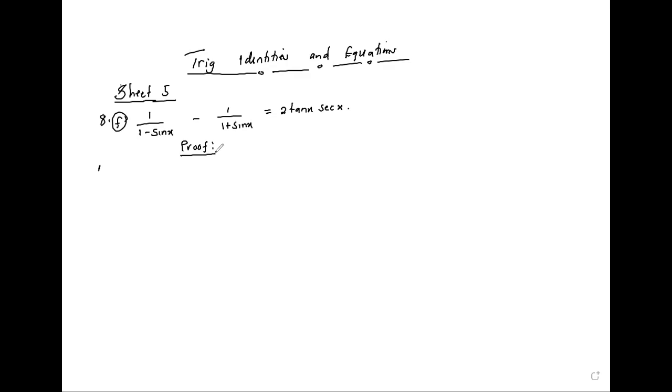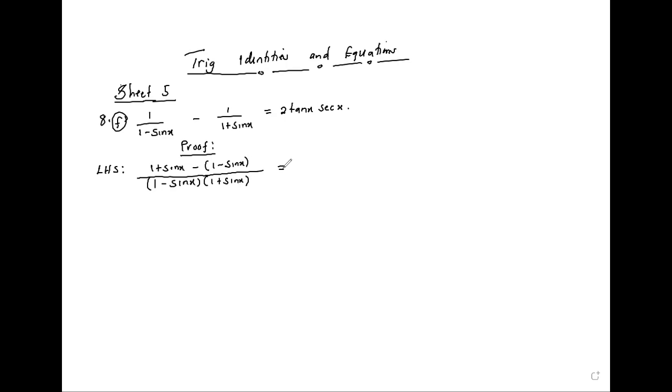So as usual, we'll pick what looks to be simplifiable. So we'll pick the left-hand side. If you look at the left-hand side, we have two fractions that we should subtract, the second from the first. So get the common denominator, which is 1 minus sine x multiplied by 1 plus sine x. Now what do we get from there? We divide, and we get 1 plus sine x multiplied by 1, which is 1 plus sine x, minus 1 minus sine x.